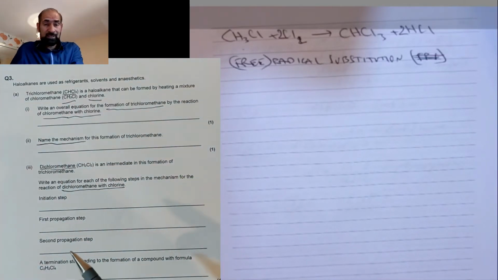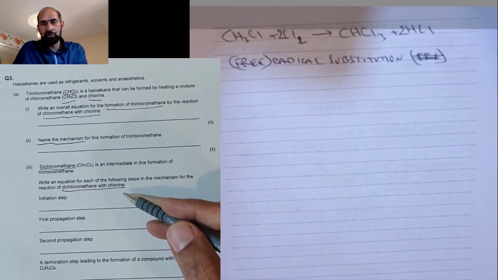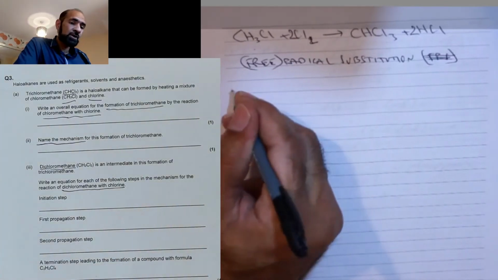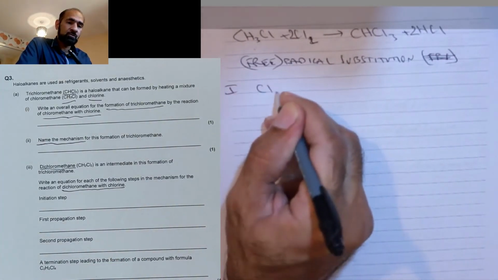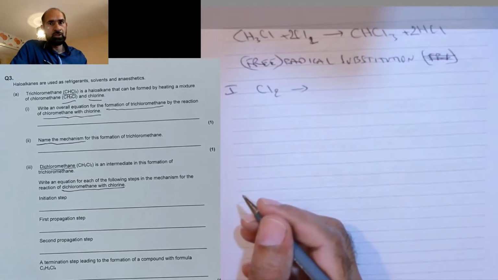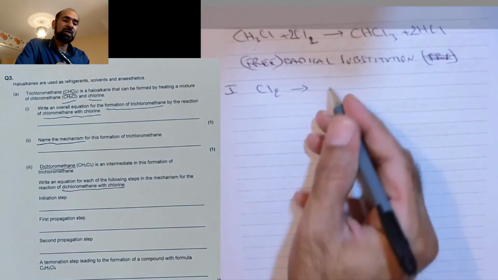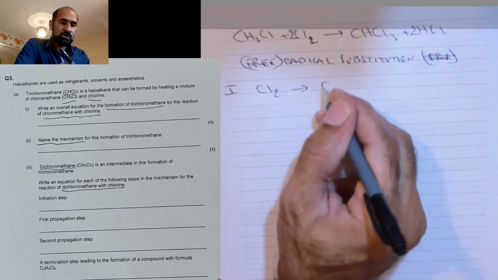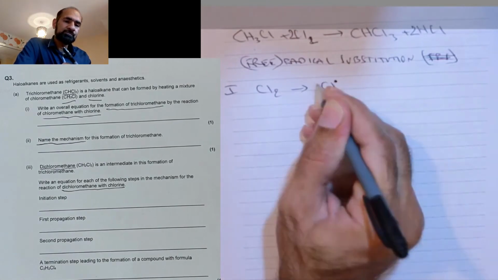Anyway, the 3 steps with free radical substitution are always initiation, propagation, termination. 3 separate steps. Initiation always happens with a halogen or a molecule that contains halogen. In this case, it's chlorine. So the initiation step will always be, in this case anyway, with chlorine. And what happens is UV light is fired on the chlorine, and you get two free radicals of chlorine dot.